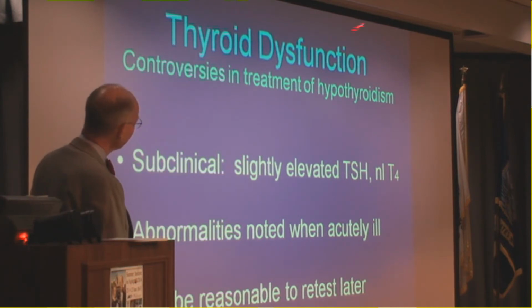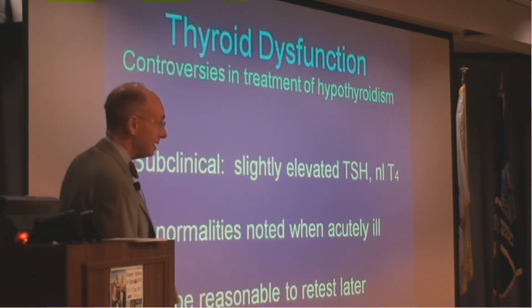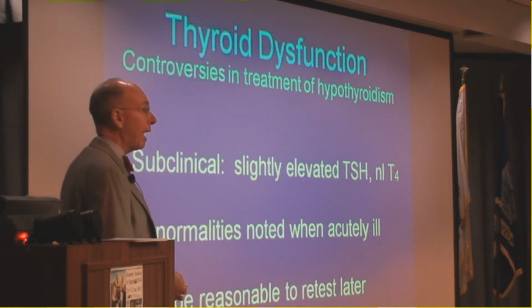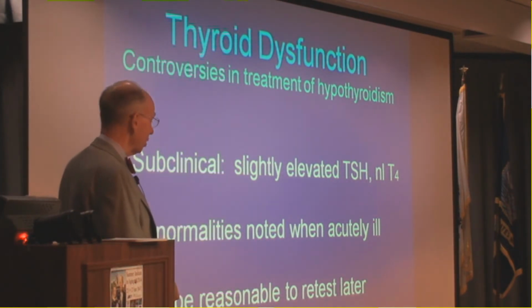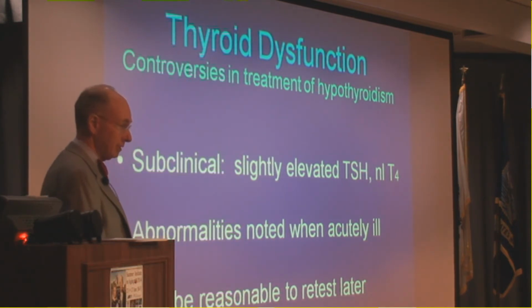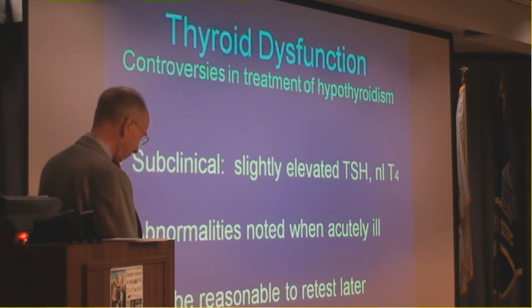So, if it's a little bit off, we might want to just watch it a little bit. Sometimes when you're acutely ill, in the intensive care unit, and somebody says, hey, maybe we'll just check a thyroid, you might find that your thyroid is way abnormal. It's called sick euthyroid. Don't consider that thyroid disease right then. Check them later on.